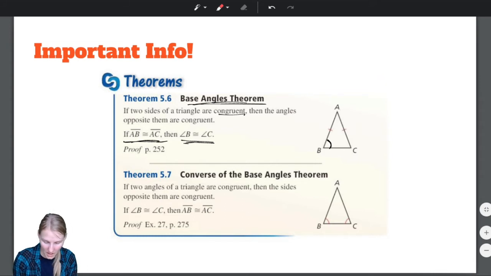So, if two sides of a triangle are congruent, then the angles opposite them are congruent. So the angle opposite from side AB is angle C.